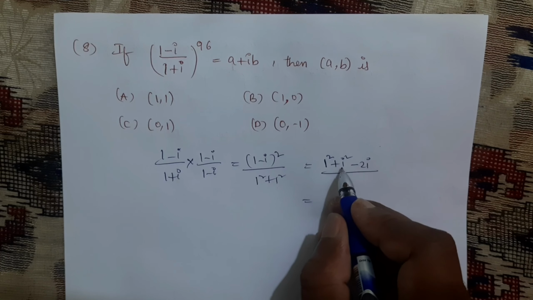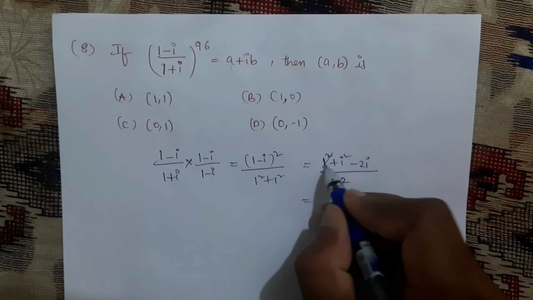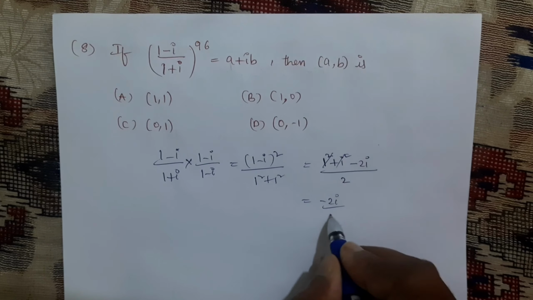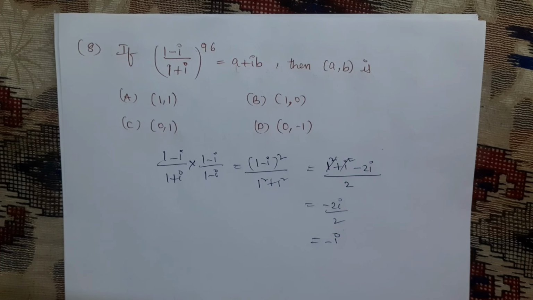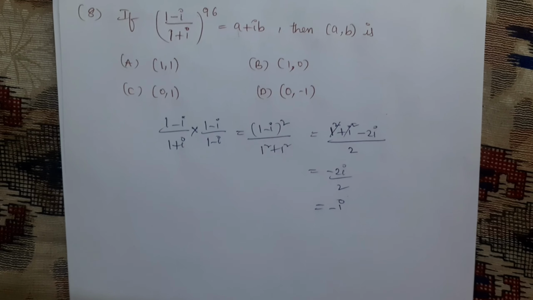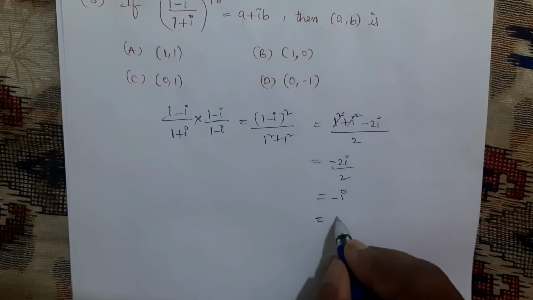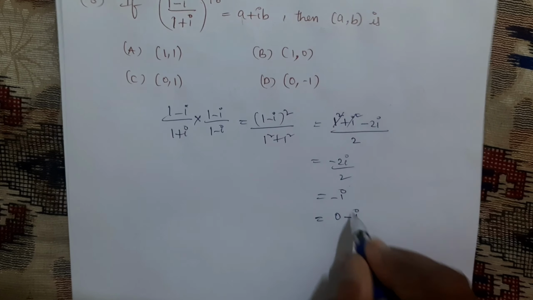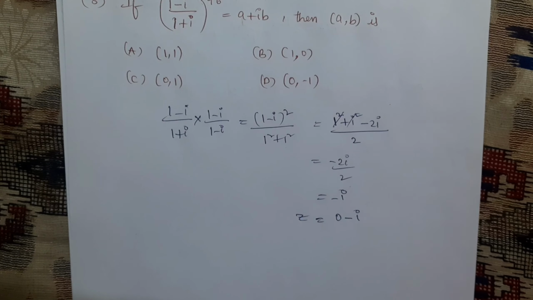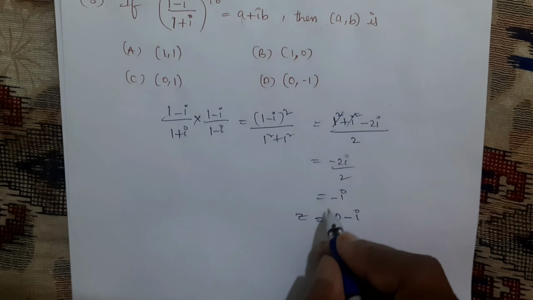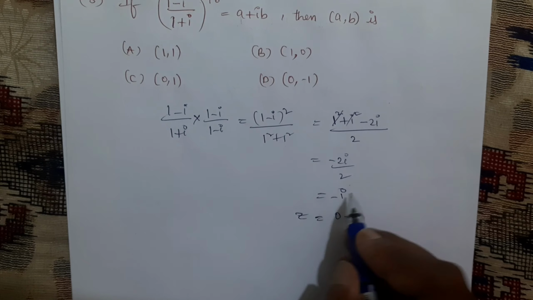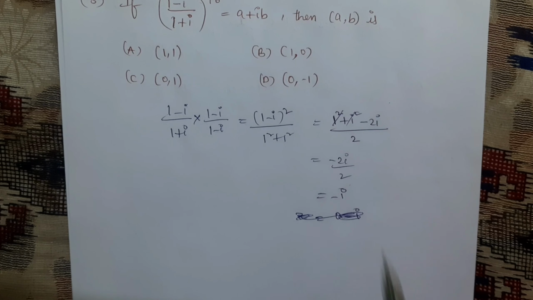So I square value minus 1 and plus 1, these two will be cancelled. Minus 2i by 2, which is equal to minus i. That minus i, how can we write? We can write it as 0 minus i. So this is what? Z. Sorry, here we got minus i. Okay, z is equal to minus i we got.